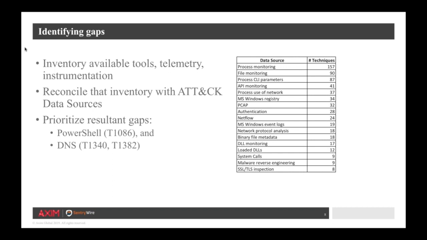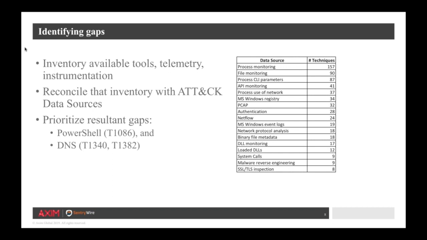Then the next step is to reconcile the inventory, where you've taken an inventory of the tools that you have, a next-gen firewall, or Windows registry monitoring, or a SIEM, or you've got NetFlow, or you've got a DNS syslog correlation platform somewhere, and match those off, or reconcile the inventory with the ATT&CK data sources. And then the third and final step is to prioritize the gaps.